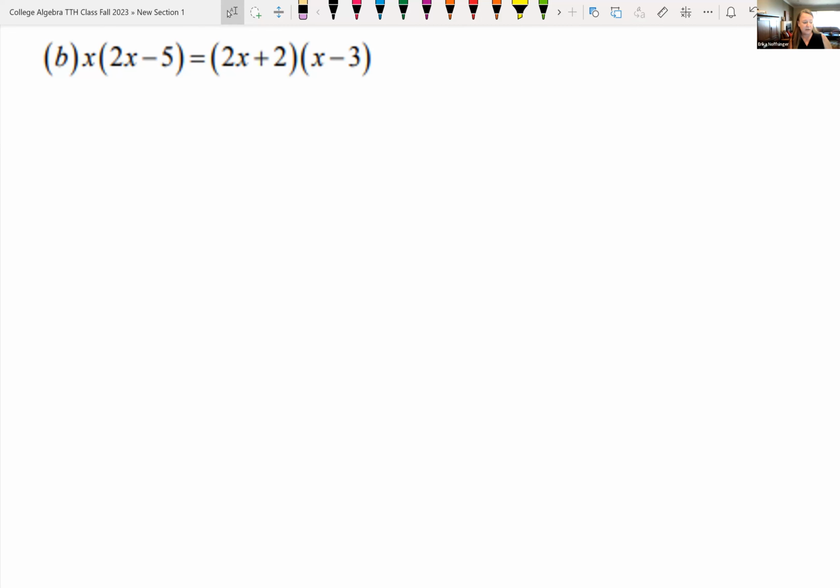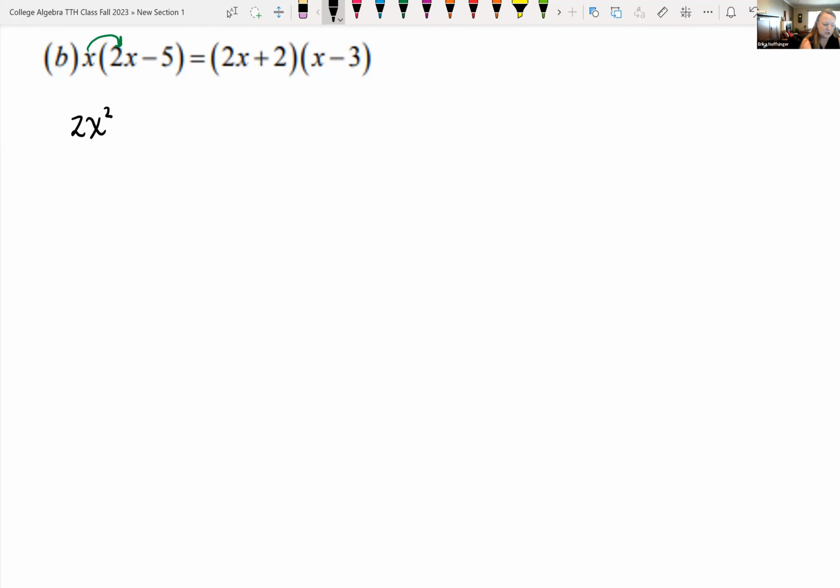Okay, so first thing that we need to do is simplify each side of our equation by distributing. And so for this first piece, I have x times 2x. So if I do x times 2x, that gives me 2x squared.